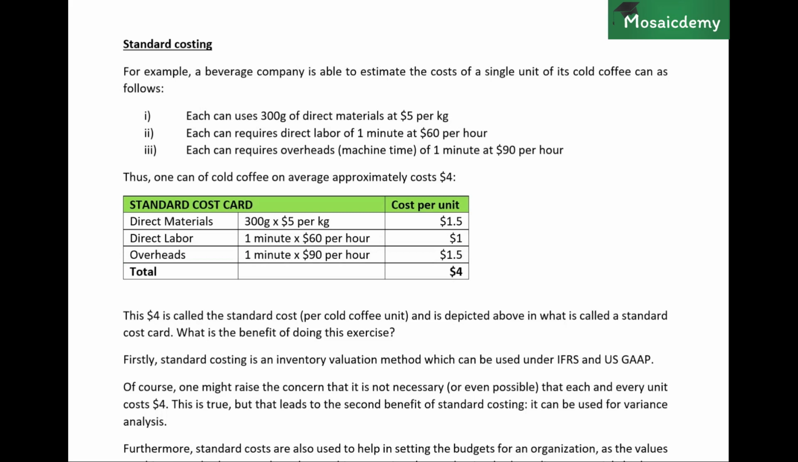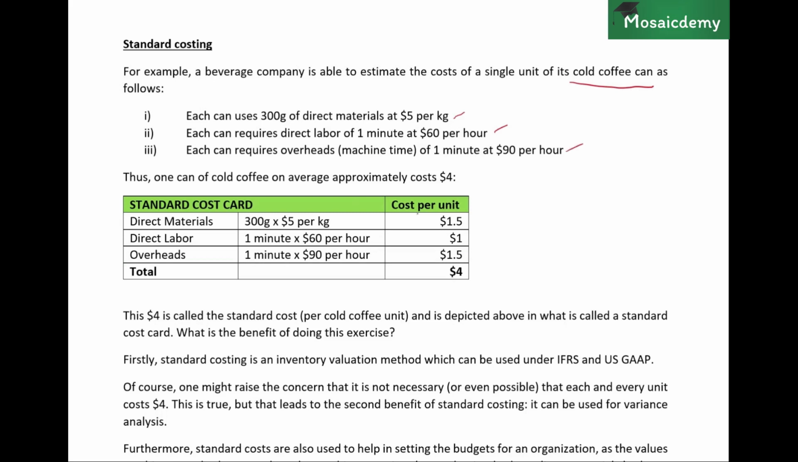For example, let's say you have a beverage company that produces all these different types of drinks, and it is able to estimate the cost of a single unit of cold coffee, a can of cold coffee that it produces, right? So it estimates that it can use 300 grams of direct materials such as milk, sugar, coffee, at $5 per kg on average. It estimates that it requires 1 minute of direct labor, and labor is paid at $60 per hour. It estimates that each can requires overheads or machine time of 1 minute, and those cost around $90 per hour.